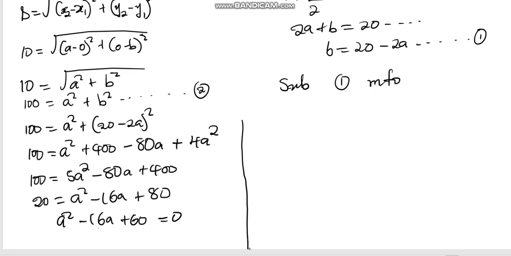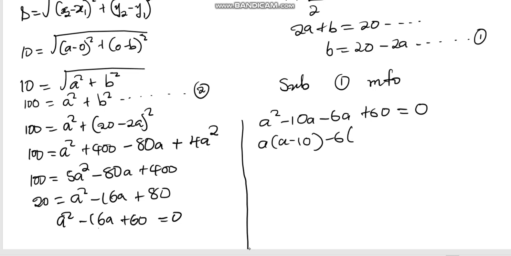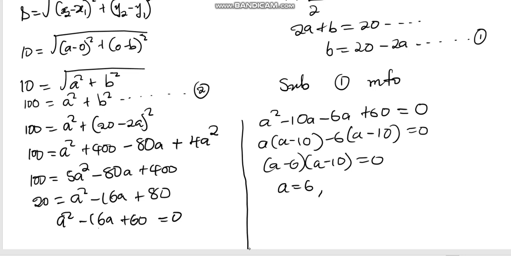Okay, so meaning that here the two terms that we're going to need here are 10 and 6. So we're going to have a squared minus 10a minus 6a plus 60 is equal to 0, like this here. We know that a is common there, so we have a(a minus 10). Here negative 6 is common, so negative 6(a minus 10) equal to 0, like this. So meaning that here we have (a minus 6) and also (a minus 10), like this, equal to 0. So we have a being equal to 6 or a again being equal to 10, like this.